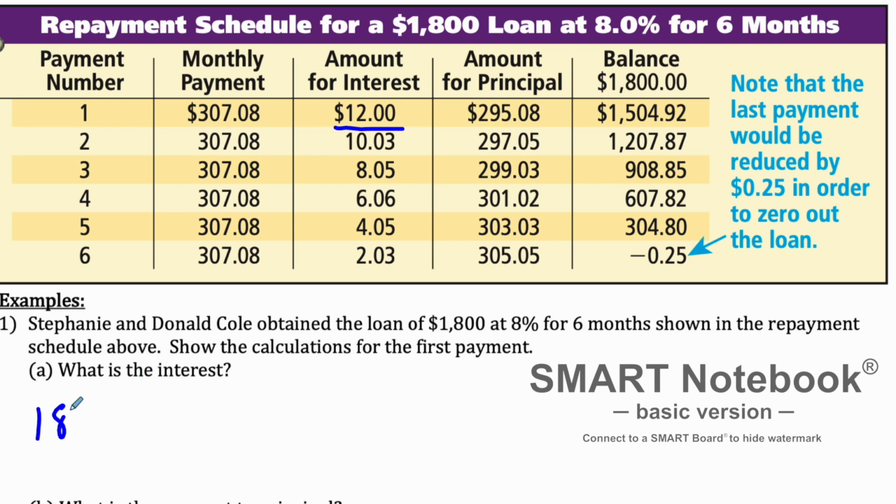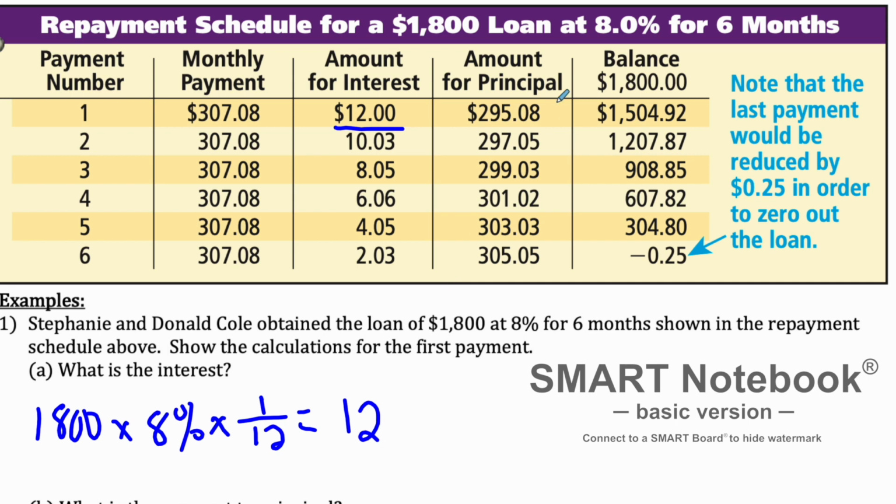So we're going to start off with our principal amount of $1,800, and we multiply by our percent, which is 8%. Now, because this is out of 6 months, since we're talking about months, this is out of 12, because there's 12 months in a year. And because we're only looking at the first month, we're basically ignoring the rest of the table. We're just looking at the first month, so that'll be 1 out of 12 months. So take your calculator, do 1,800 times 8%, or 0.08, times 1 divided by 12, and you can see that is where the $12 comes from.